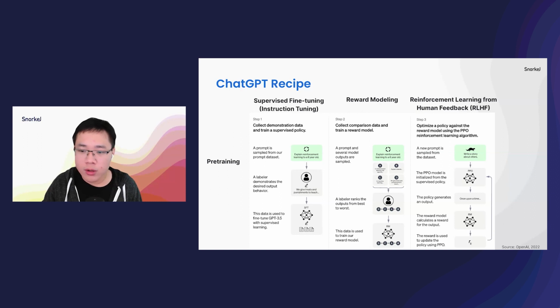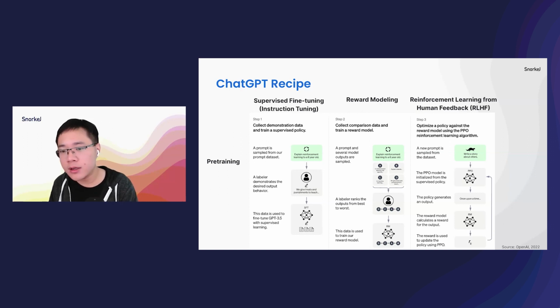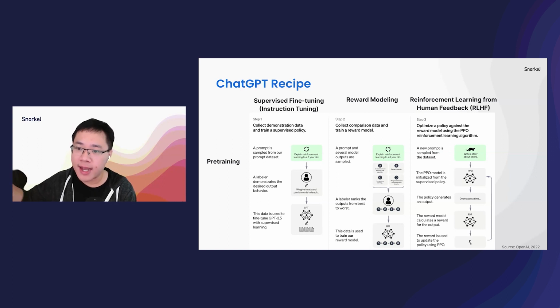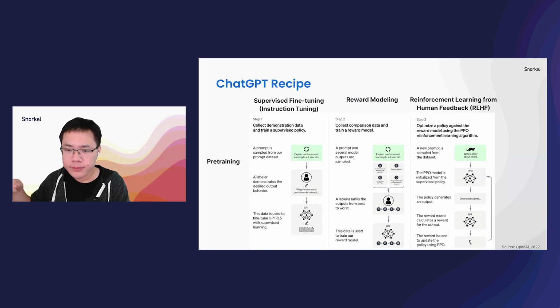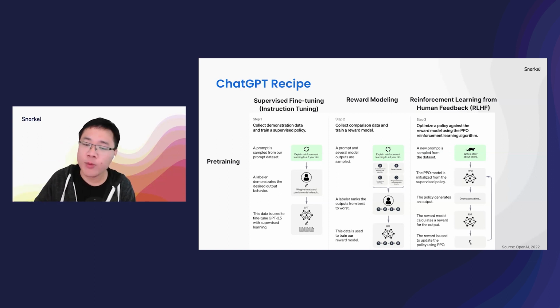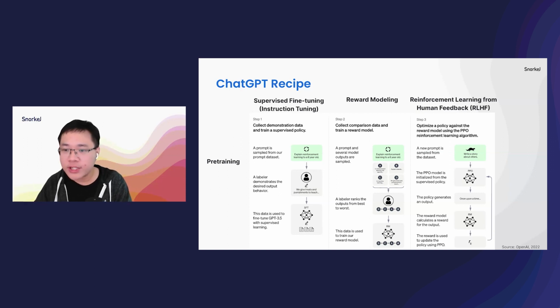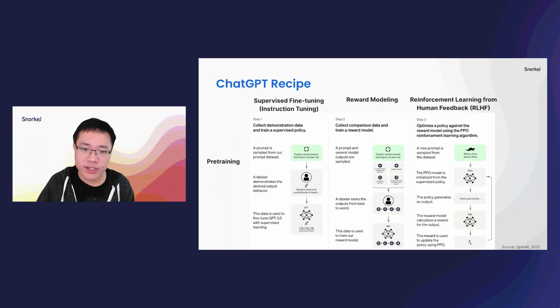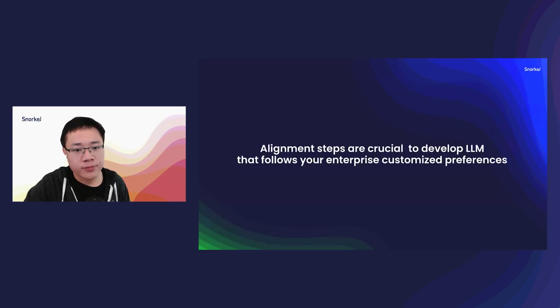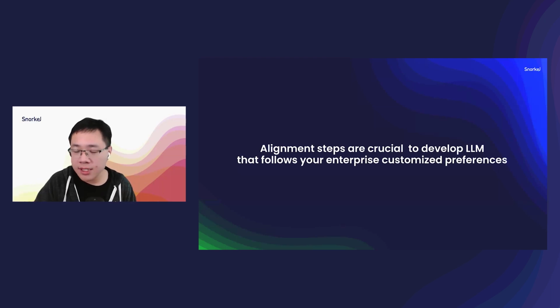So what does that correspond to? Every response has a score. Low is not that good, high is good, and you want to optimize making that score bigger and bigger over time. And that will approximate what a human preference is, because the reward model approximates human preference. So you're actually trying to make your responses more human likable. And this is very important to make ChatGPT really likable among users. So alignment steps are crucial to develop LLMs that follow your customized preferences.